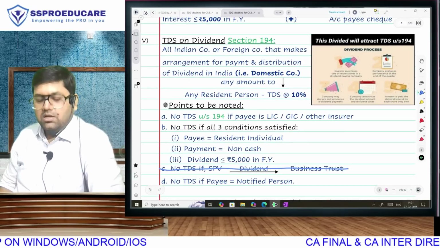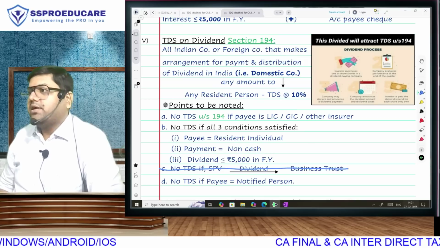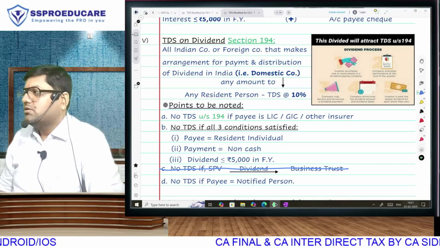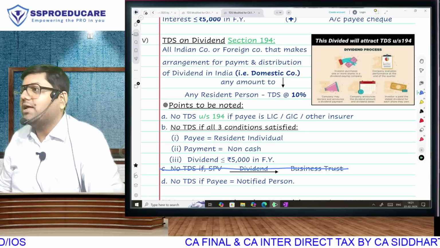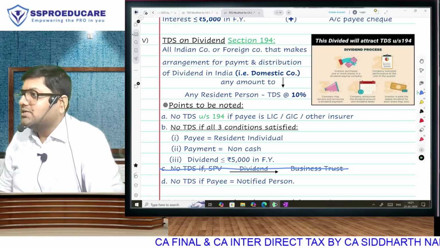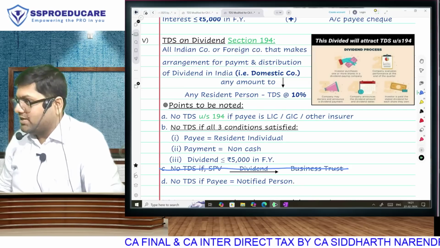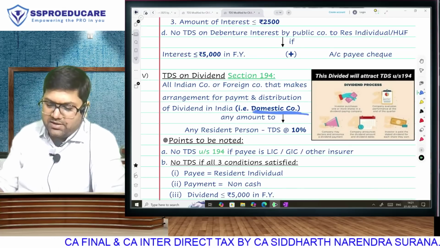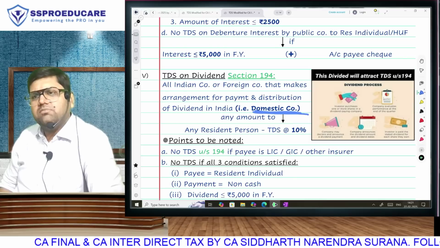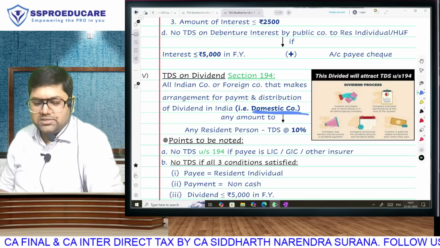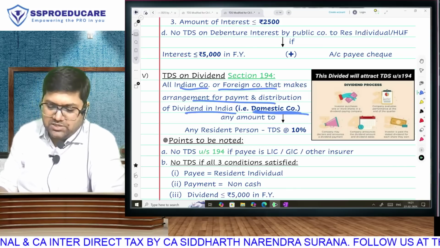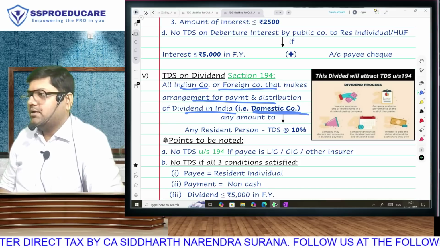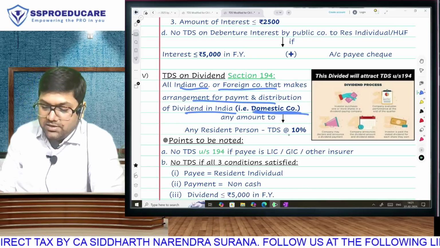And this brings us to the next section, 194, TDS on dividend income. You understand dividend is an income for the shareholder. So the company which is paying dividend will deduct your tax. The gross amount you will write in income from other sources, and TDS deducted, you take credit, like we studied at the beginning of today's lecture. Who will deduct this TDS? A domestic company will deduct TDS. All Indian companies, and any foreign company that makes arrangement of distribution of dividend in India, will be deducting 10% TDS.